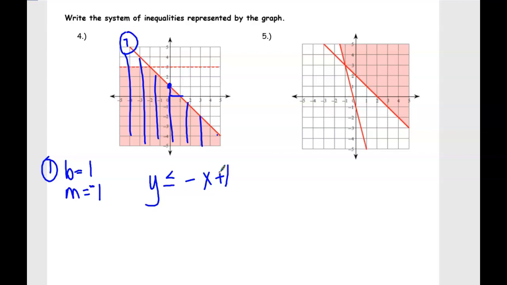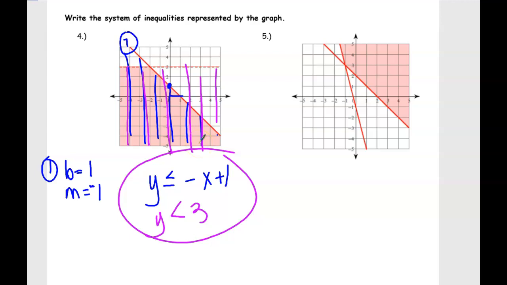Now the second one is a horizontal line. Because it's horizontal, I think of "hoy," so I know it is a y. And if I look at it, my y is at 3, but in order for this to be the shaded region, it's going to be this direction. So y is actually going to be less than 3. So there's my system right there.